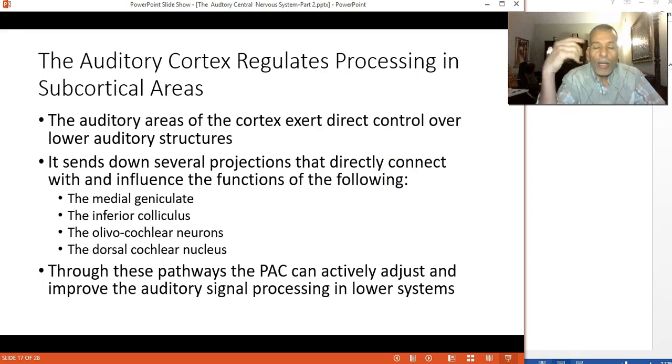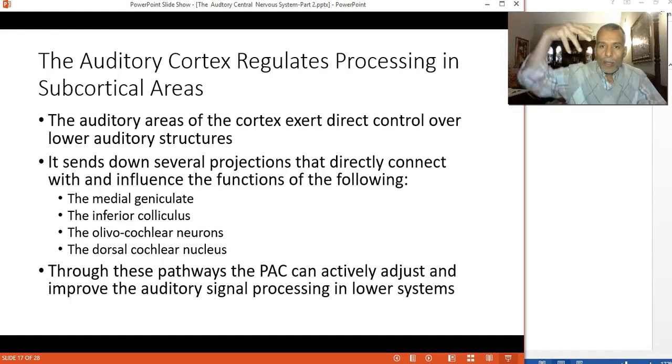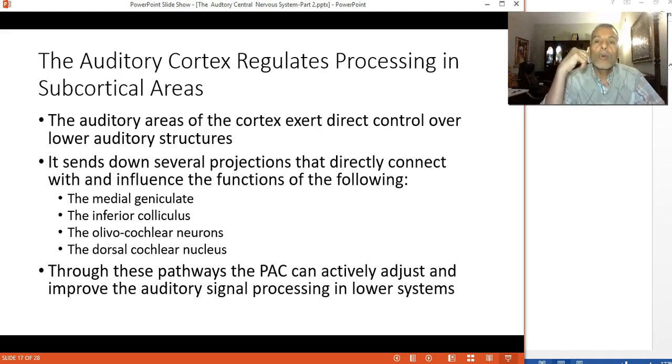So that area 41 or A1, and the areas around it, particularly area 41, has pathways that project from it, originate there, and go down to different stations, different levels of the auditory pathways, way down to the cochlea. The purpose of these pathways, which are usually highlighted in blue as they come down, is to control the input that is coming to it.